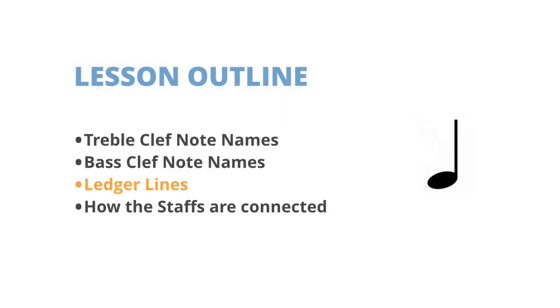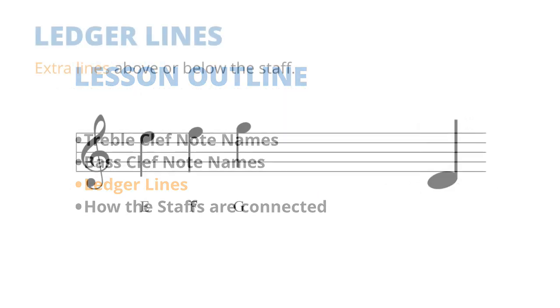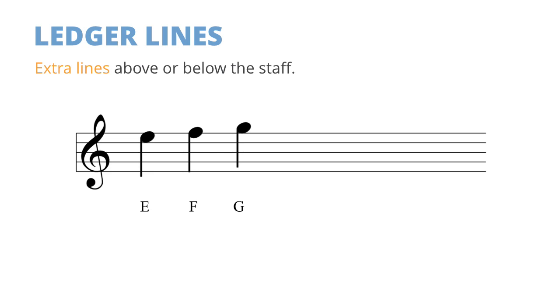Now we're going to talk about ledger lines, which will help us when we run out of staff lines. You can see here the 3 highest notes of the treble clef, E, F, and G. But what if we need a higher note? We can add ledger lines to indicate notes that exist outside of the staff. Ledger lines are not full length, they're just wide enough to hold the note. It acts like another line.